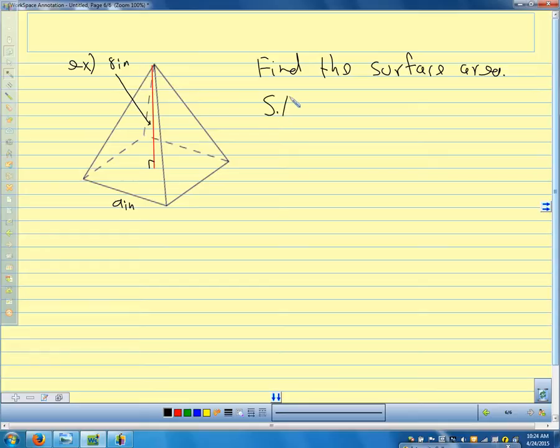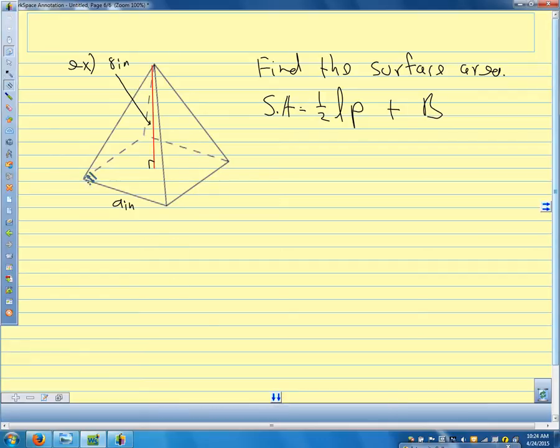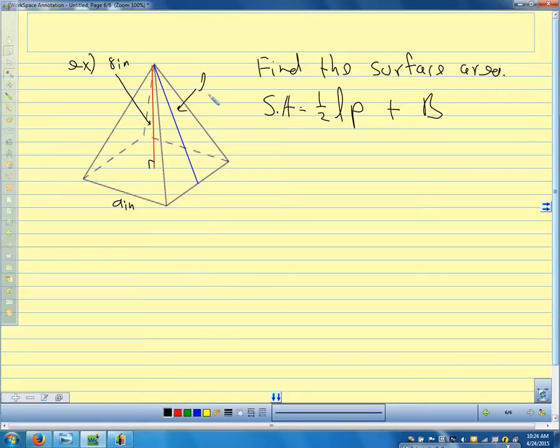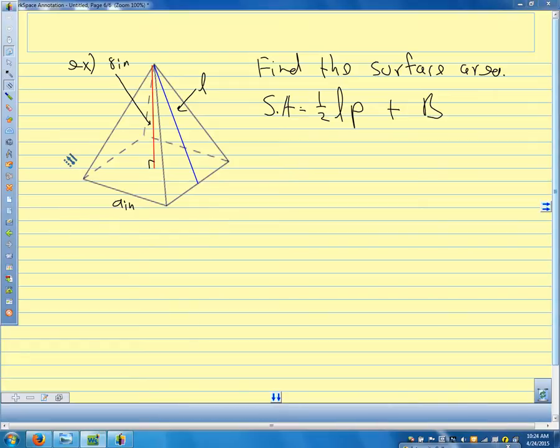We know the surface area is 1/2 LP plus B. Do we have the slant height? No, what do we have? We have the altitude, or the height of the pyramid. Let's draw in the slant height. There's the slant height, right down the front of the triangle there. So that's L. And we remember that we can draw a nice little triangle there. That is a right triangle.